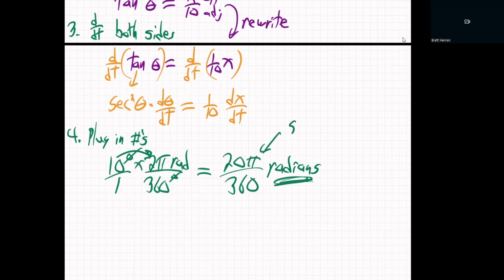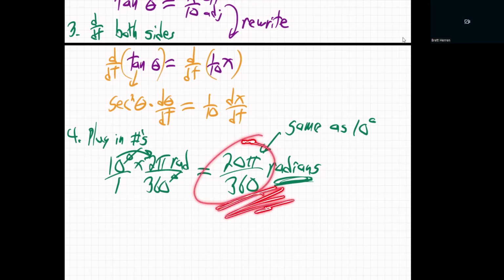Just to make sure we're clear, this is the same as 10 degrees. You can hit the buttons in the calculator, get some decimal. I'm not going to bother. I'm going to let Desmos do all the work in a minute. That's the radians. So it makes sense what I did there. I converted.